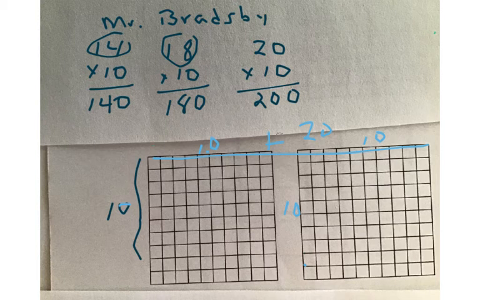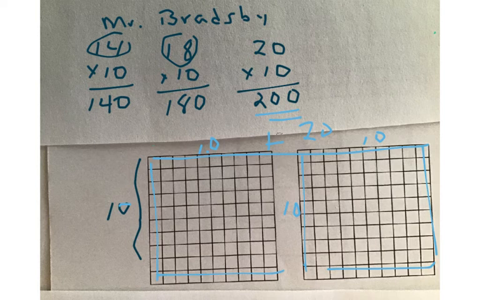And you get 100, 200. You get the whole thing, 100, 200. So the answer of this is 200. 10 times 20 is 200. Okay.